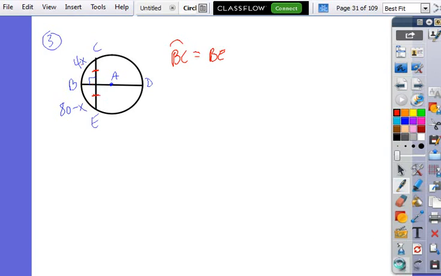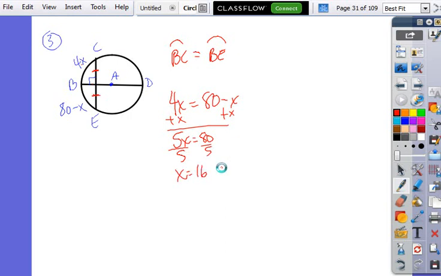So I'm going to say 4x equals 80 minus x. Then you can add that x, it'd be 1x on the other side, and that's going to be 16. All right, so x will be 16, but here's what you're going to have to do after that. You're going to have to say, what is BC? What is BE?